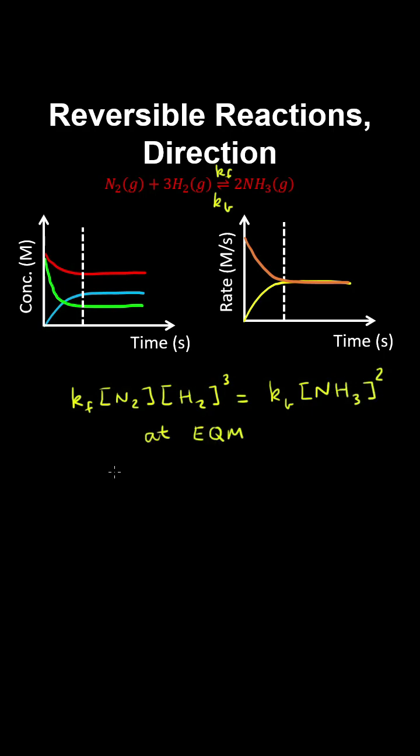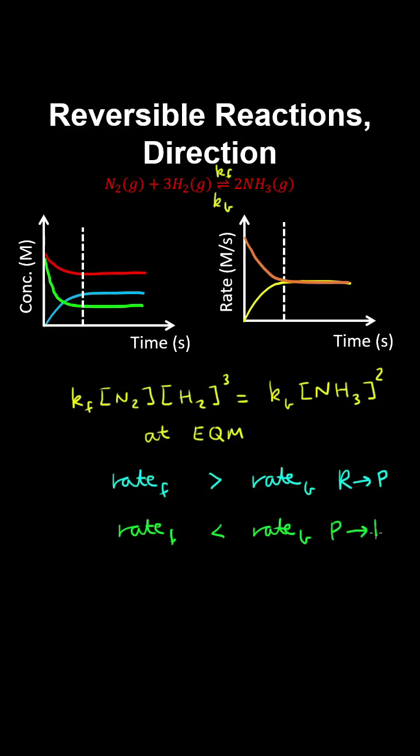Now if the rate of the forward reaction is greater than the rate of the reverse reaction, then there's a net conversion of reactants into products. And if the rate of the forward reaction is less than the rate of the backward reaction, then there's a net conversion of products into reactants. In this example, the rate of the forward reaction is greater than the rate of the reverse reaction, prior to equilibrium being established.